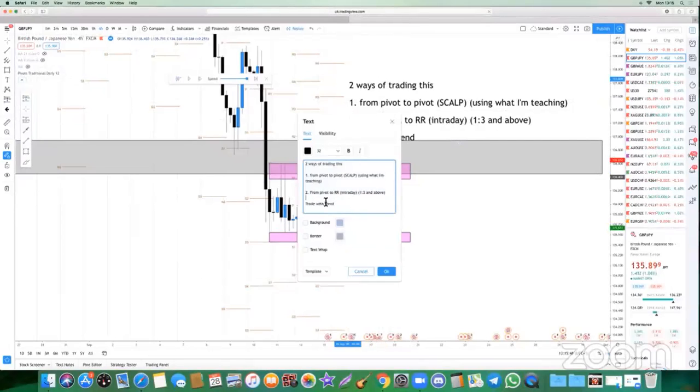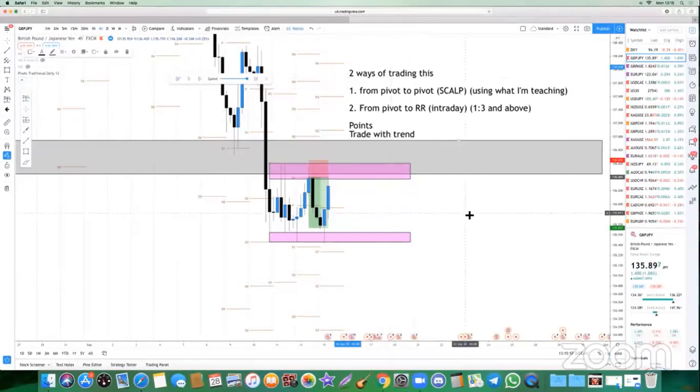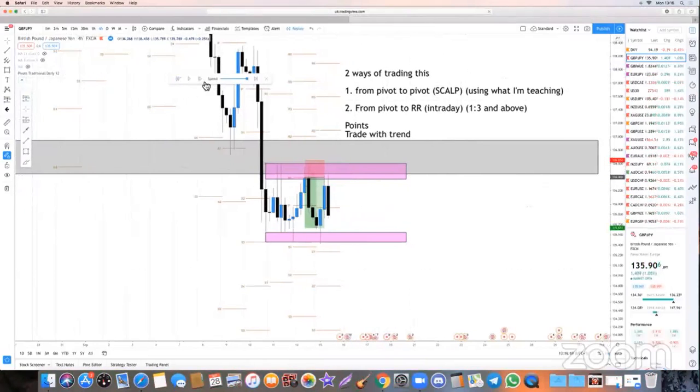So I'm going to put here at the bottom points. For you guys, I want you to trade with the trend. Trade with the trend, okay? So look, guys, the price has come into the area that we like and has made another wick, right? So you might want to consider, is there a trade coming? All right?